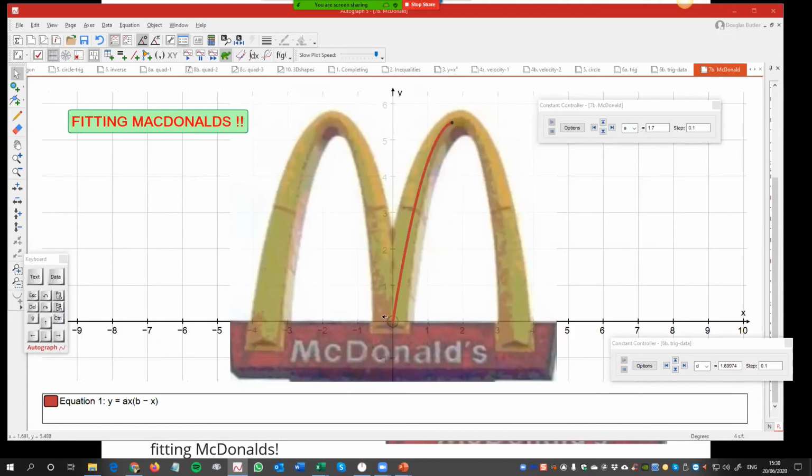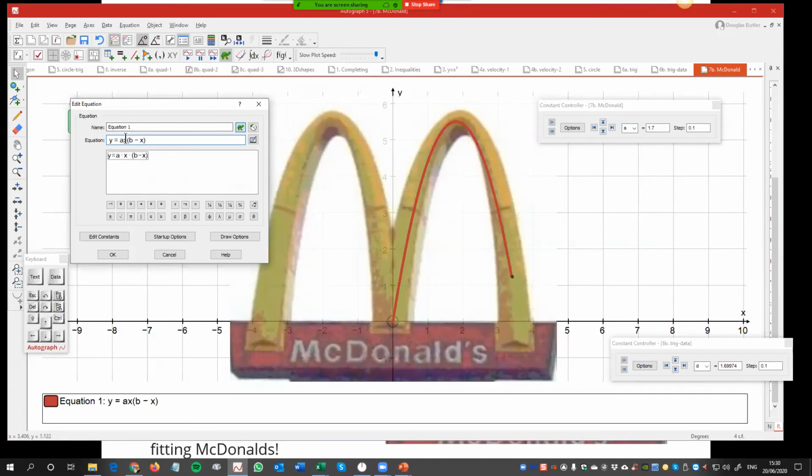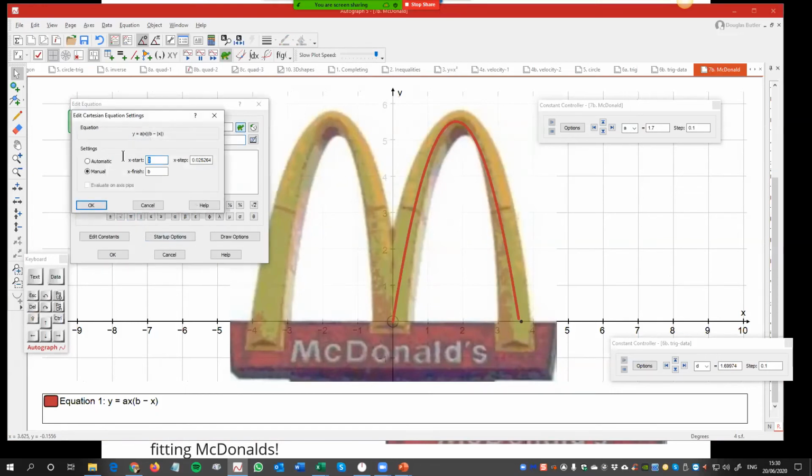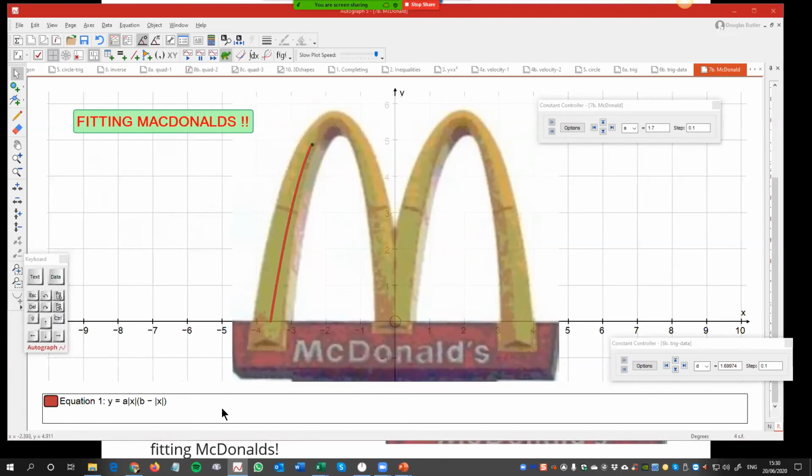However, we want to get the other side in too. And the simplest way of doing that is to change the x to the modulus of x. So I'm just going to put in a modulus sign here, which is this one here. Or if you know your way around your keyboard, there's one just between the Shift key and the Z key. There it goes. And of course, the startup options now, we want to go from minus b, otherwise we'll miss half of it. Okay. And there we have it.